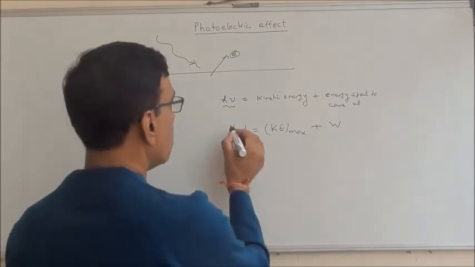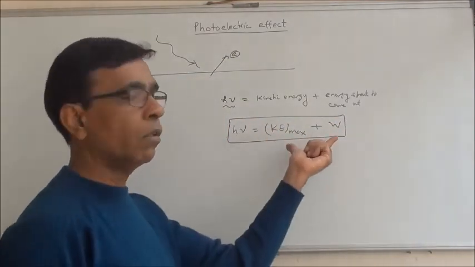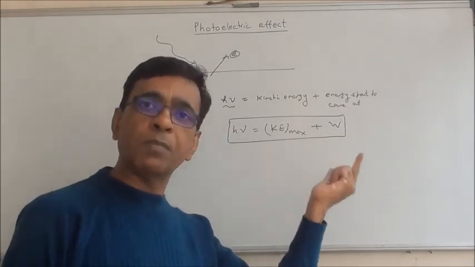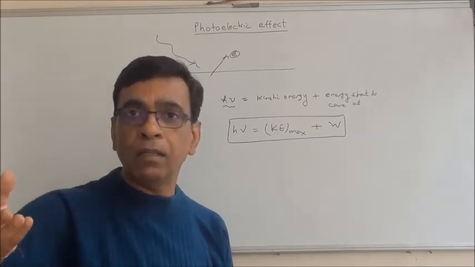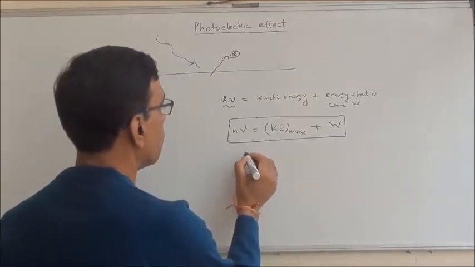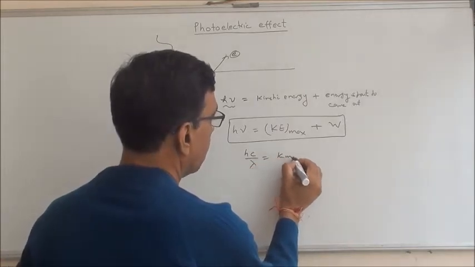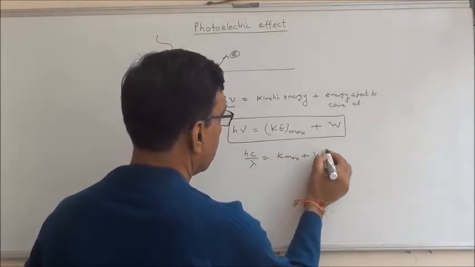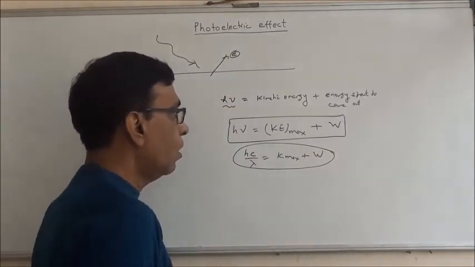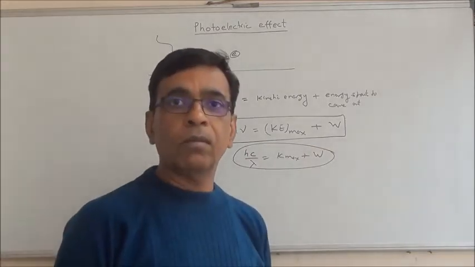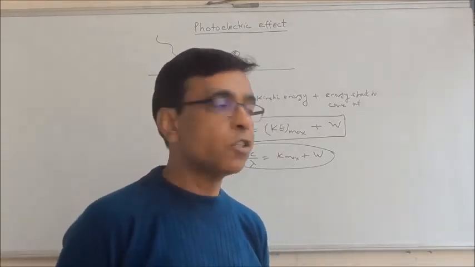Okay. So this is simply conservation of energy. Energy taken by the photon is spent in two ways: coming out, and retaining the remaining as its kinetic energy. Or I can write it as c by lambda is equal to K max plus W. Okay, now let us try to explain all those four features using it.